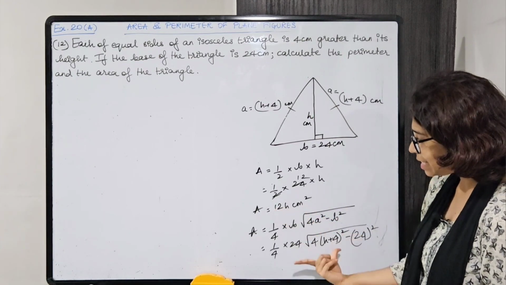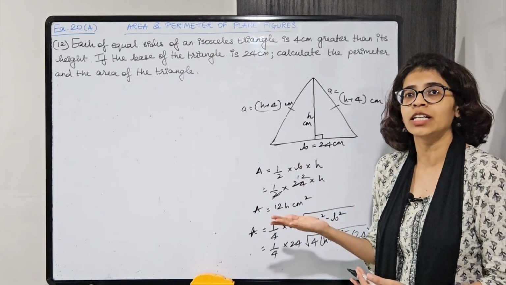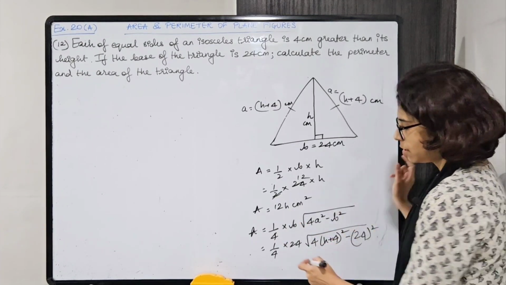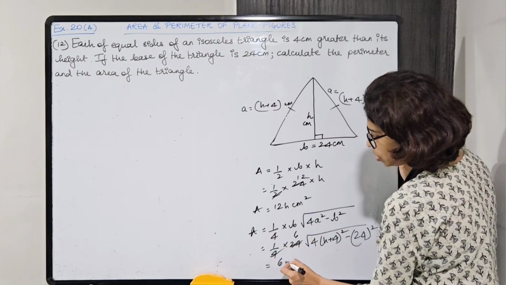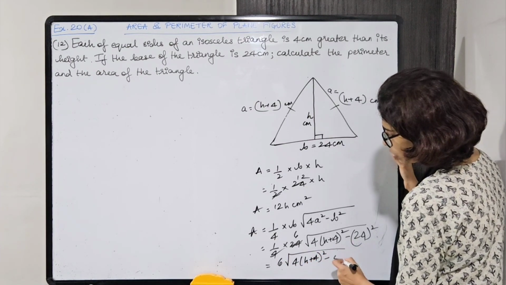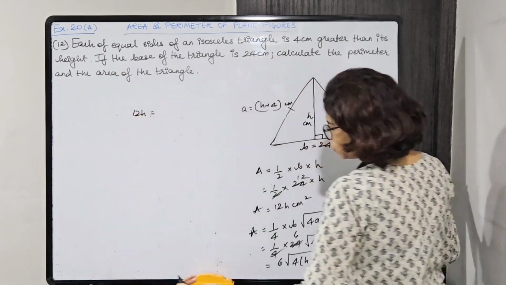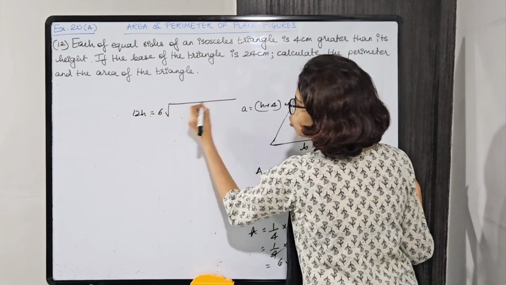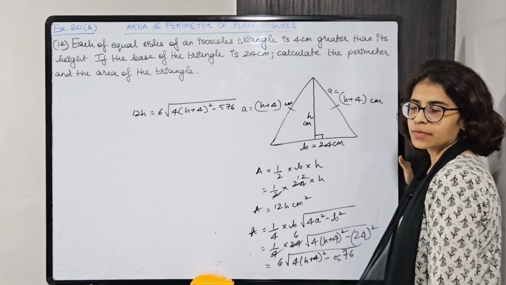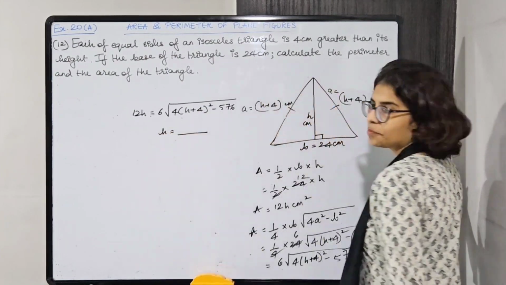So I can say this is equal to this. We can equate them. Whichever formula I use to find the area of the triangle, I should get the same answer. So 12h will be equal to this. So this will be 6 into root of 4 into h plus 4 the whole square, minus 24 squared, which is 576. Okay, so I can say 12h is equal to 6 into root of 4 into h plus 4 the whole square minus 576. Okay, by solving this I can find h easily.